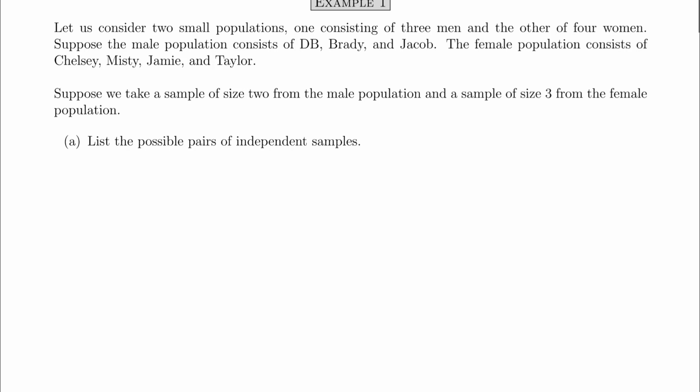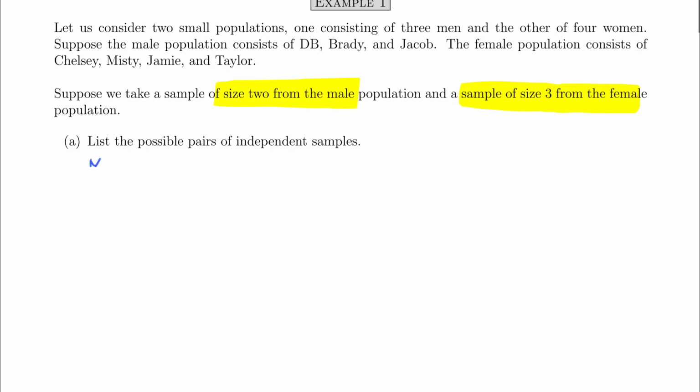We have a population of 3 males and a population of 4 females. The 3 males are DB, Brady, and Jacob. The females are Chelsea, Misty, Jamie, and Taylor. Suppose that we want to take a sample of size 2 from the male population and a sample of size 3 from the female population. For part A, we want to list the possible pairs of independent samples.